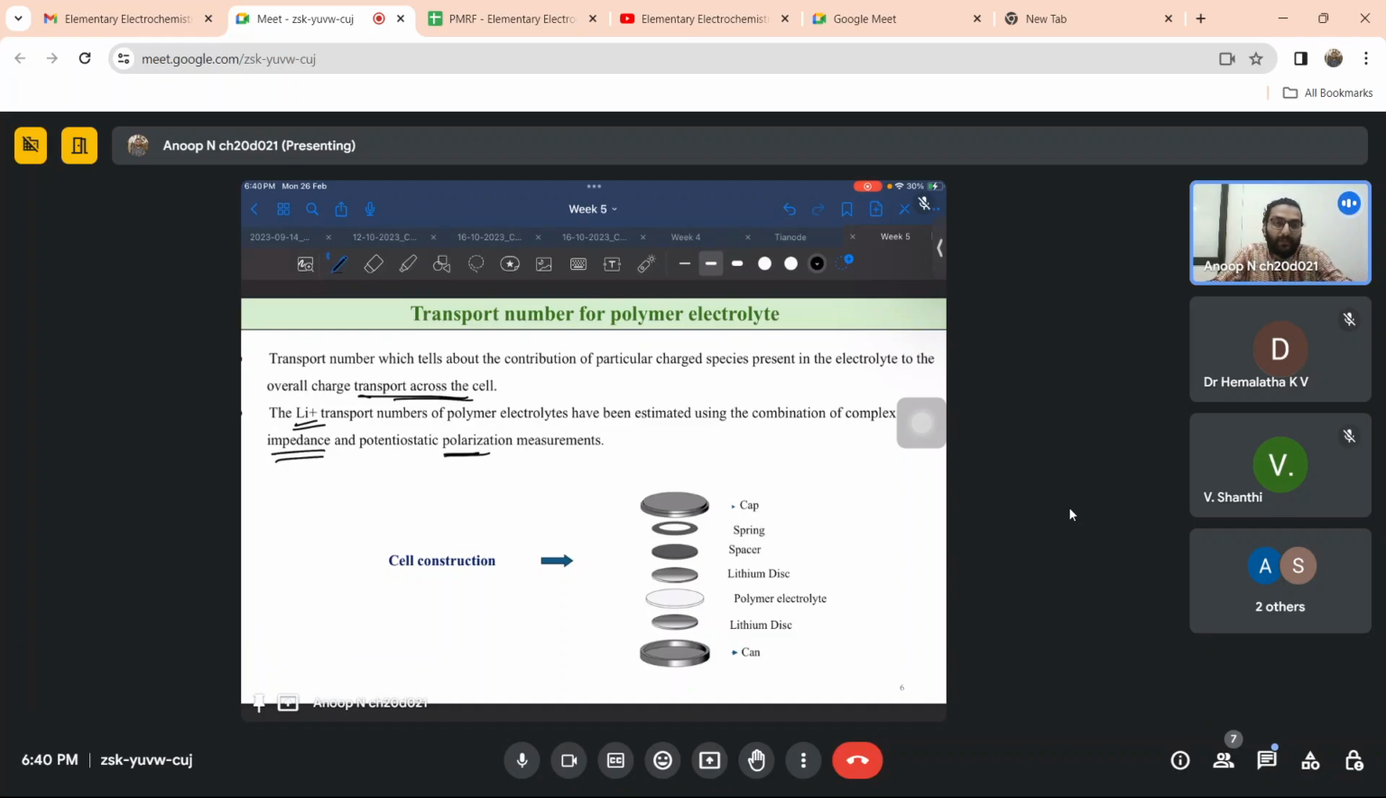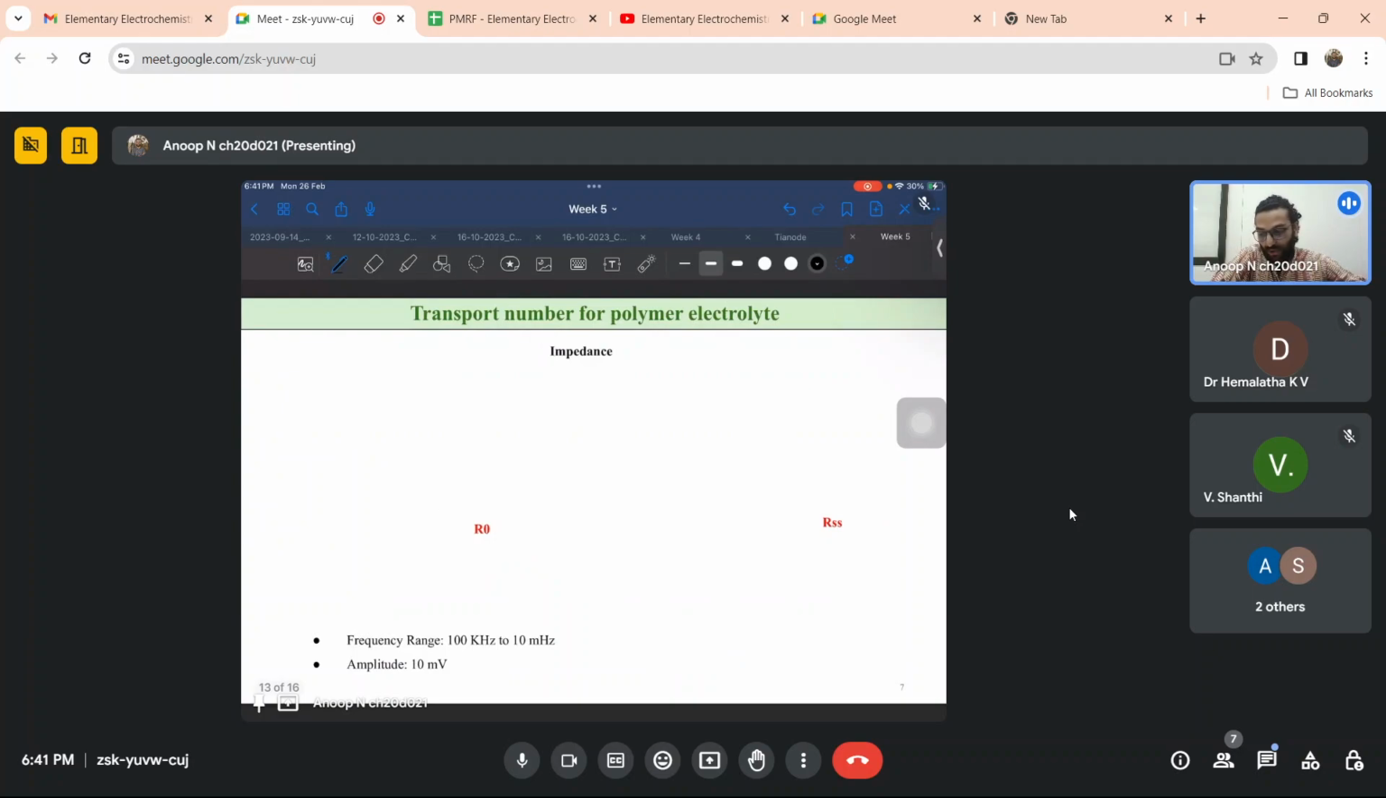Polarization is nothing but applying a constant potential for a longer period of time and seeing what the current response is. For this, we have used a lithium symmetric cell, where the anode as well as the cathode is lithium, and in between we have a membrane. So initially we will do an impedance spectroscopy experiment.